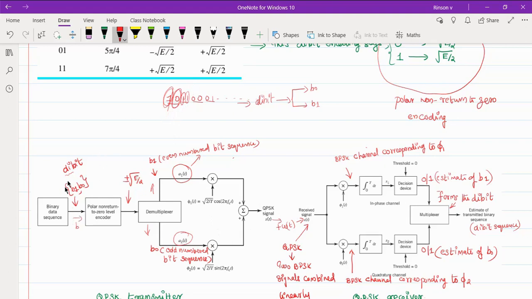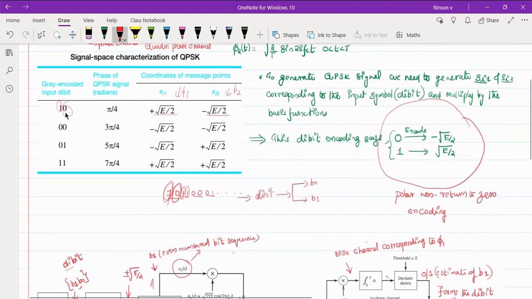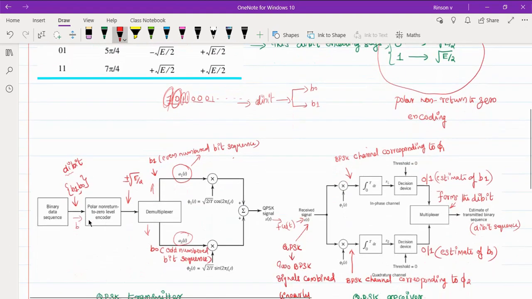So you have the bit streams here. First you need to convert that into either plus root E by 2 or minus root E by 2. That is, you take a bit. If you have a 0 here, that should be represented by minus root E by 2, and 1 here, that should be represented by plus root E by 2. So that's what we do first. So you have the bit stream coming in. If you get a 0 here, you will generate a minus root E by 2 here, and if you get 1 here, you will generate a plus root E by 2 here.